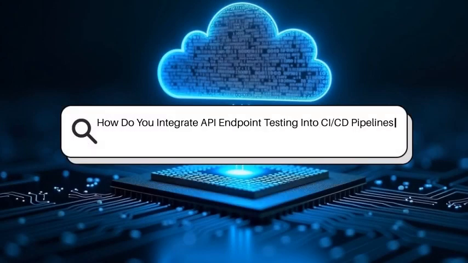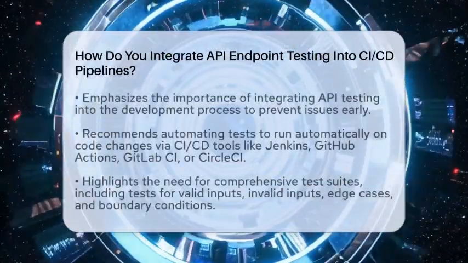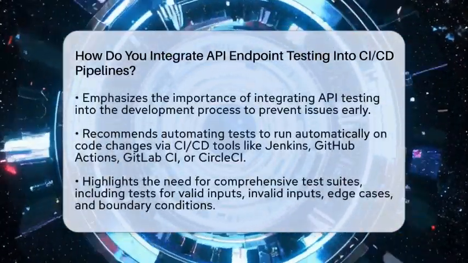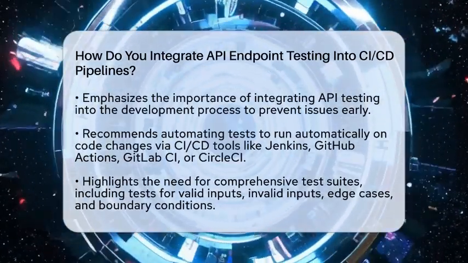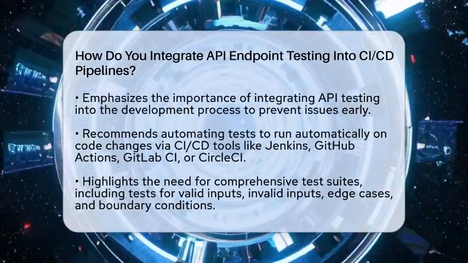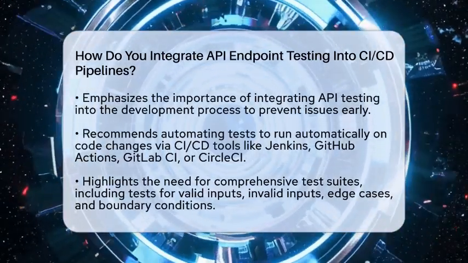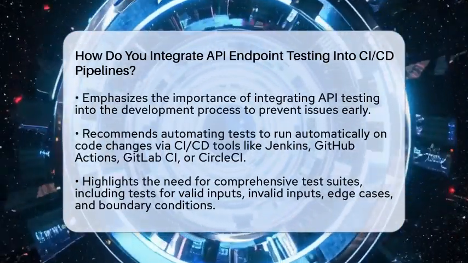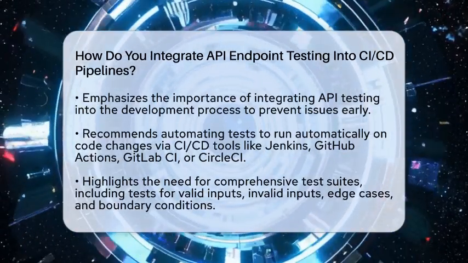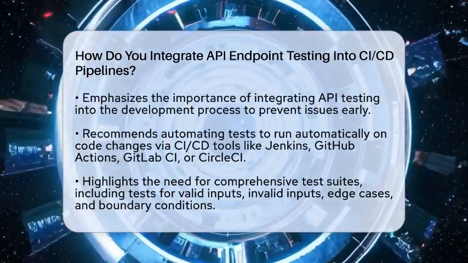How do you integrate API endpoint testing into CI/CD pipelines? Imagine building a house and not checking the foundation before you start painting the walls. That's what skipping API endpoint testing in your software pipeline is like. It's essential to catch issues early, so your backend stays reliable and your users stay happy.